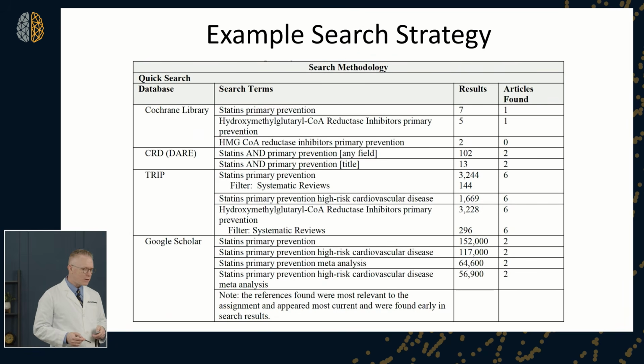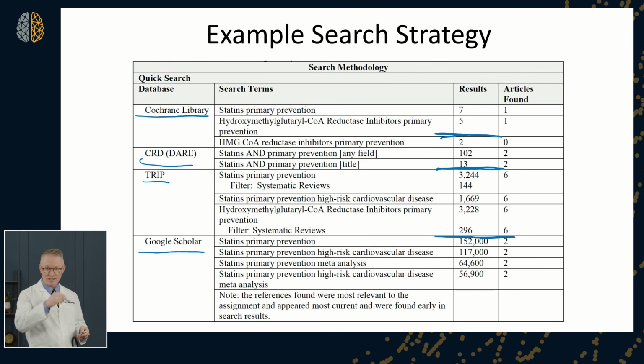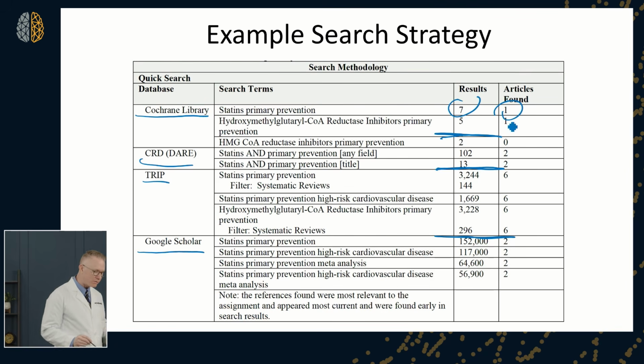Okay? So we did this search strategy and the methodology from different databases. We did Cochrane Library, DARE, TRIP, and then Google Scholar. And you can see here the dividing lines. I'm sorry, I should have made them a little bit darker. But you can see Cochrane Library, it's not searching everything else. I got 7 results, and 1 article found that seemed to line up.